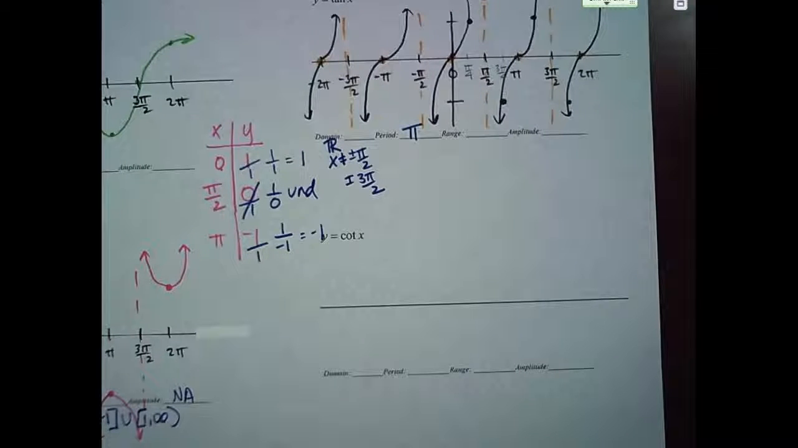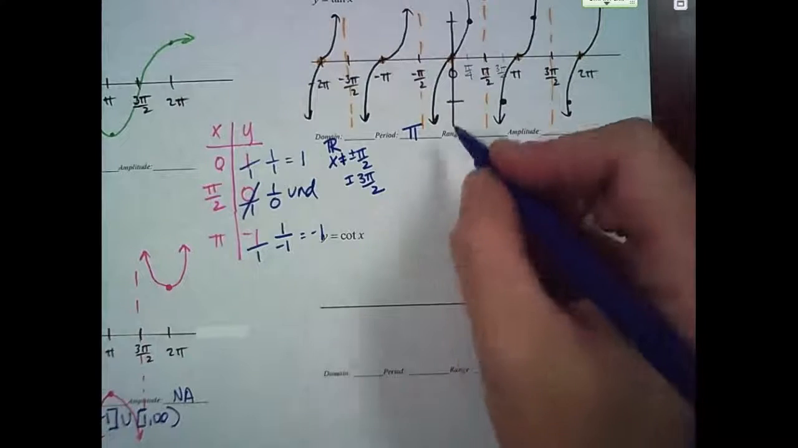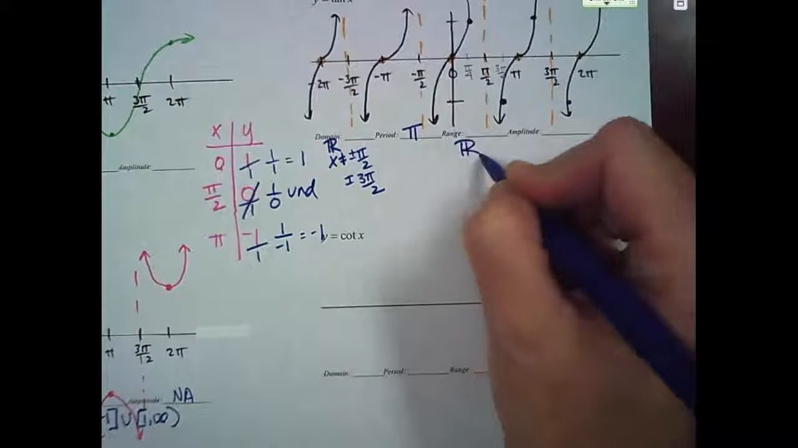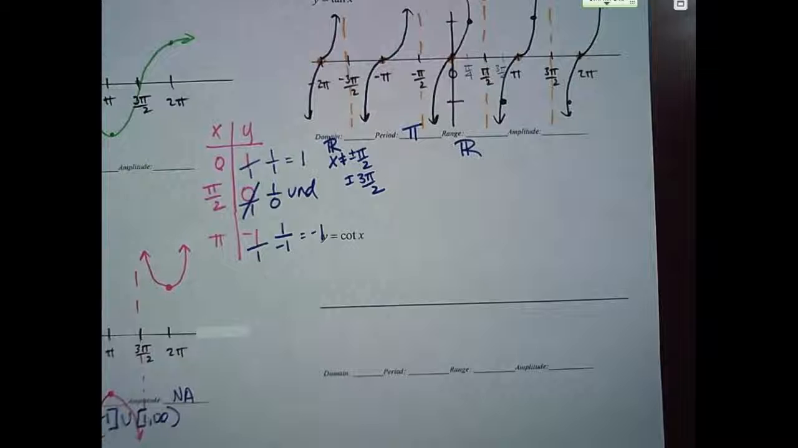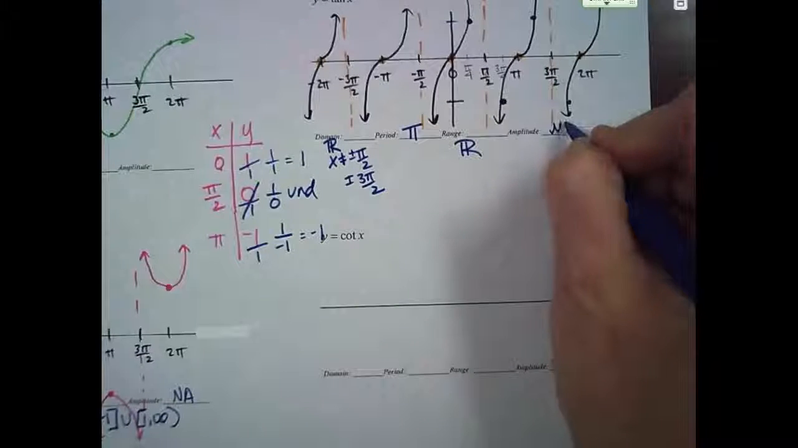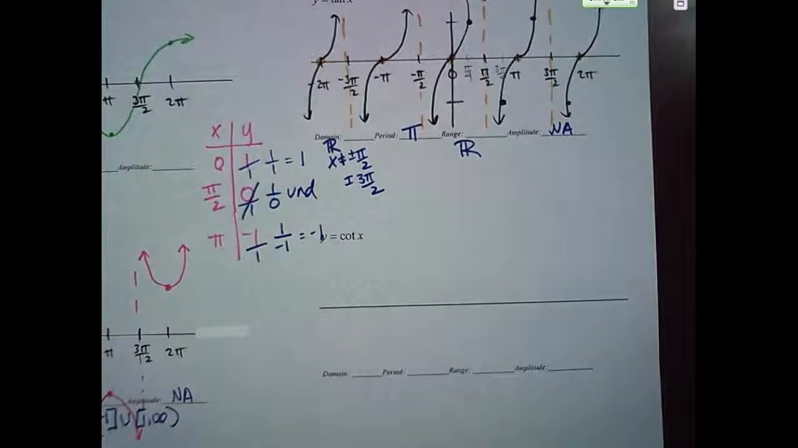What about the range? There's no hole in the middle of the graph. How about the amplitude? Can I figure out from the graph how high I go and how low I go? Can I figure that out? No. So we're going to call it NA. You guys are so close. One more. You ready? Yeah, because you're good at it by now.